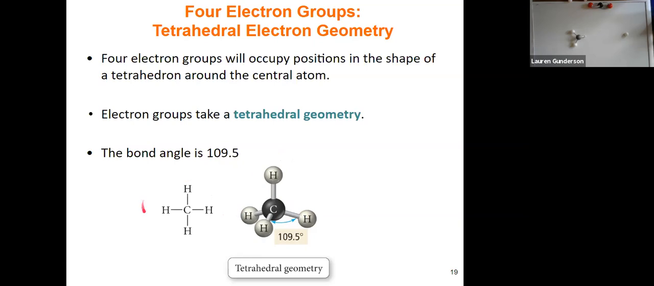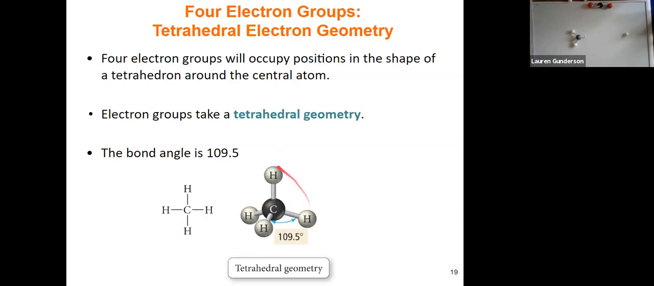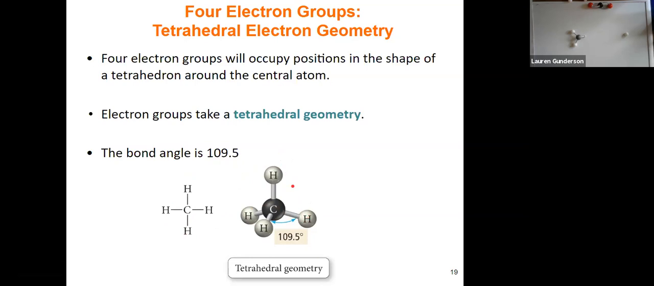And this is what it looks like on paper. On paper it looks like it's 90 degrees, but that's because that's 2-dimensional. Once you look at this in 3-dimensional space, you can see the true angles of the shape.